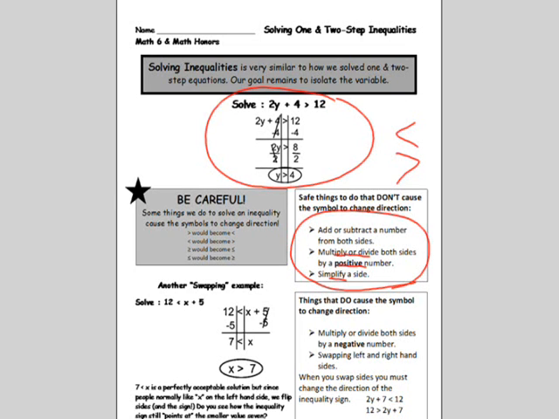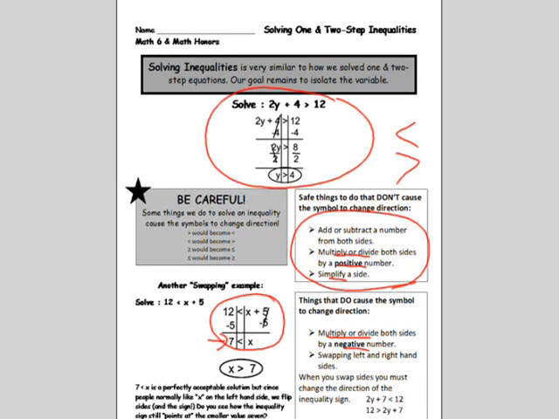However, if you do multiply or divide by a negative number, then that will cause the inequality symbol to change direction. We won't do a lot of that in 6th grade. You'll do that next year. However, there is one instance this year where you will have to change the direction of the symbol, and that's in this example here. Even though when you solve this, this is a one-step inequality, and this would be a perfectly acceptable solution.